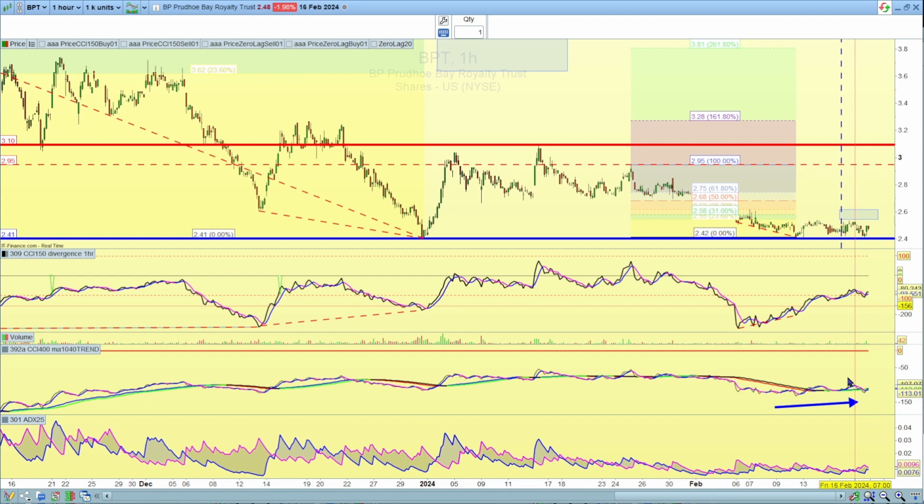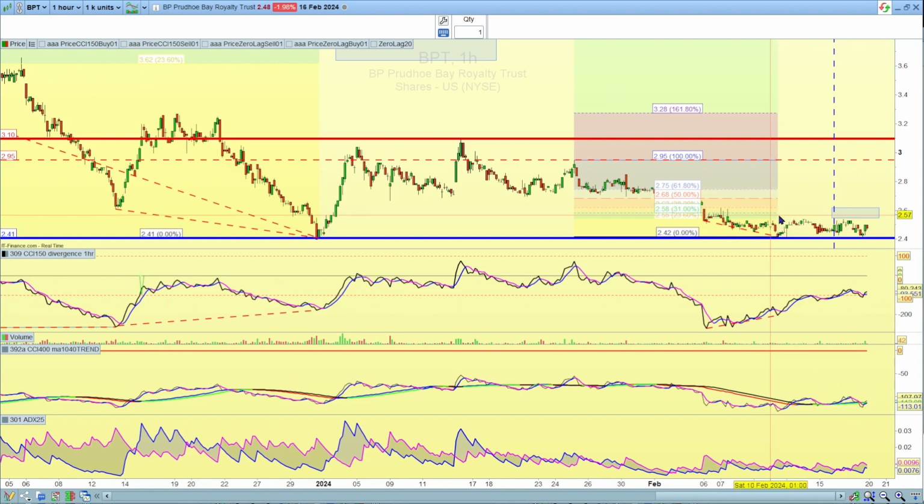Again, with these divergences, we aim for the closest target range, in this case the 23 or 38% level as a minimum, and about 90% of the time these minimum targets are hit, so don't get too aggressive with going long. But if it does break above the 61%, we're going to consider this a potential reversal of trend.